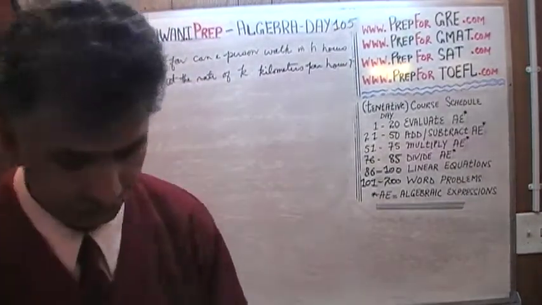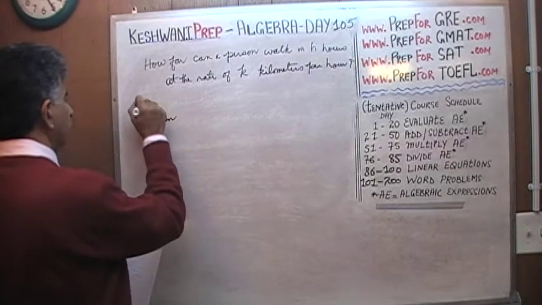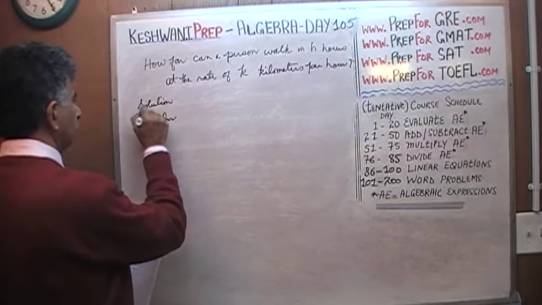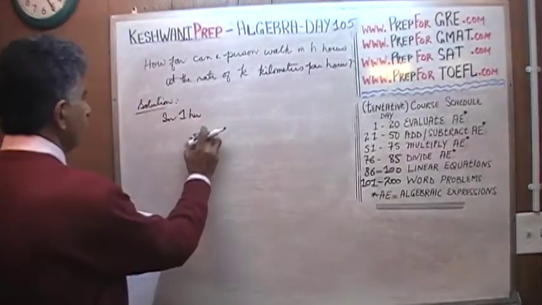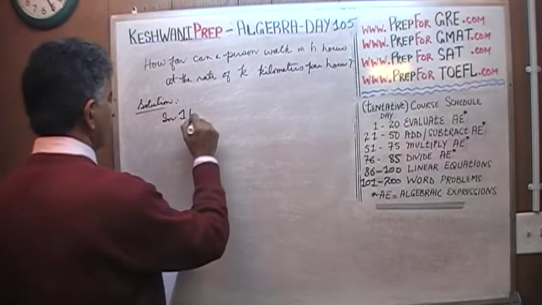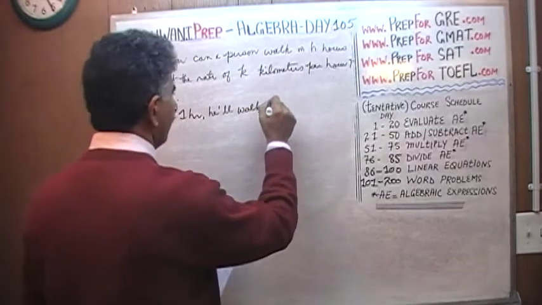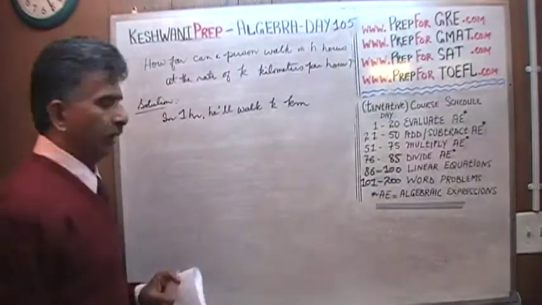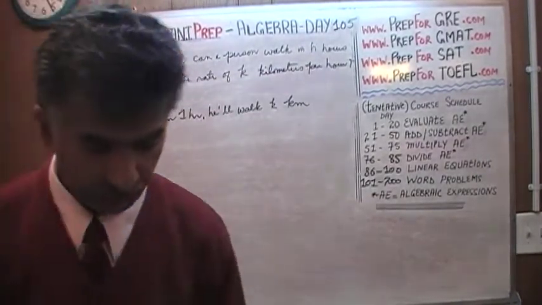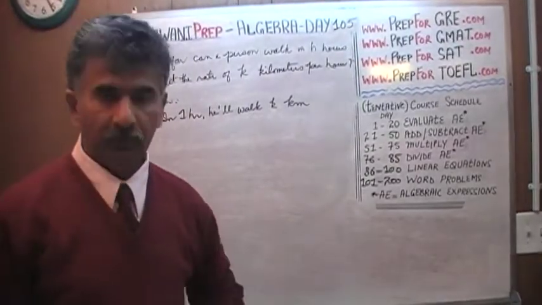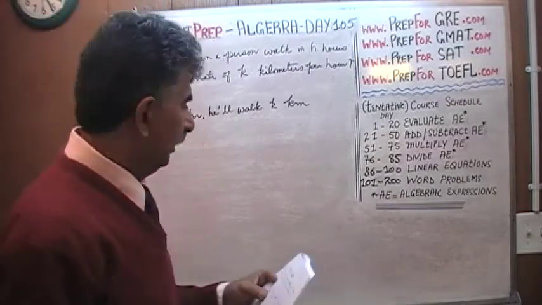So here's our solution. We know that in 1 hour, he will walk k kilometers. How do we know that? Because we are told that he's walking k kilometers per hour. The person, let's just give it a masculine gender, is going at k kilometers per hour, so obviously in 1 hour he will go k kilometers. How far will he go in 2 hours?